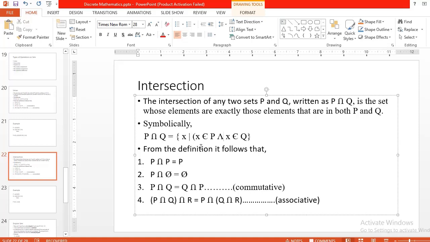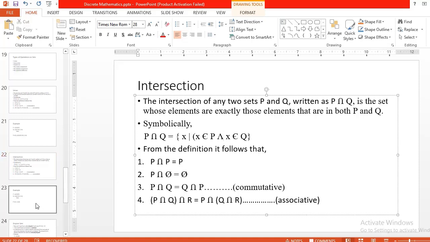From the definition, like the union, it follows that P intersection P is always P. P intersection phi is always phi. P intersection Q is equal to Q intersection P, so like the union, it also follows the commutative law. Then (P intersection Q) intersection R is equal to P intersection (Q intersection R), and it follows the associative law.